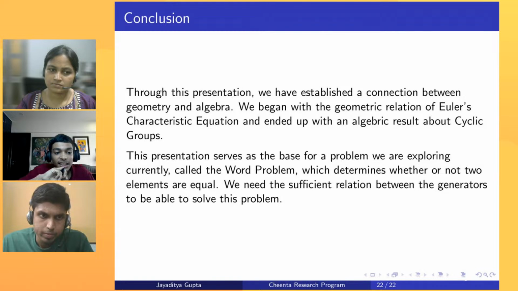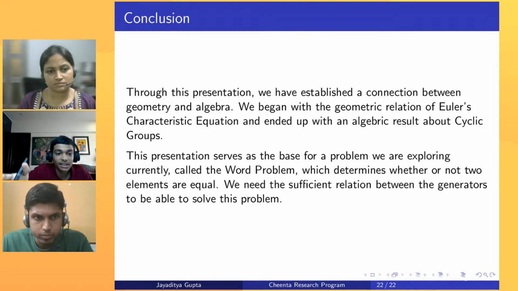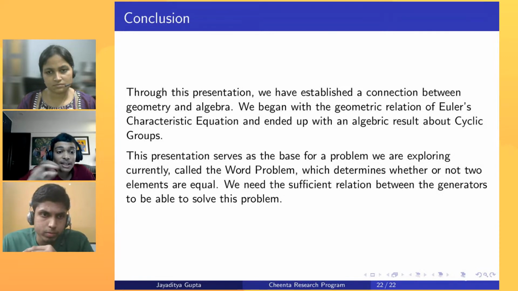Another very interesting thing is that we began with a geometric relation, that is Euler's characteristic equation, and we finally ended up with an algebraic result about the cyclic groups, which is s1 raised to n is equal to s2 raised to n is equal to s1 s2. So through this presentation, we've actually managed to establish a connection between geometry and algebra.